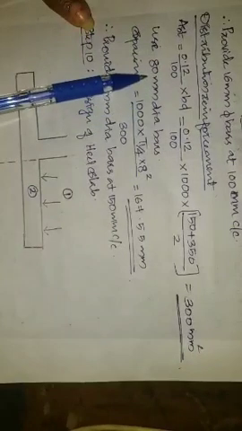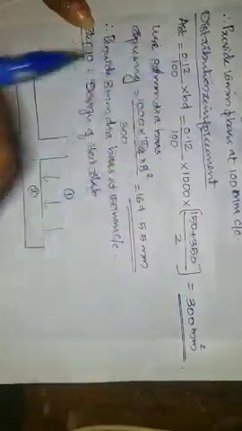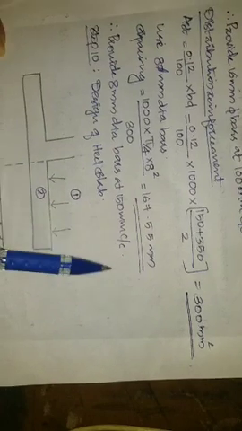Use 8 mm dia bars. Spacing is equal to 1000 into small Ast by capital Ast. We get 167.55 millimeters. We therefore provide 8 mm dia bars at 150 mm center to center. Then step 10, design of heel slab.